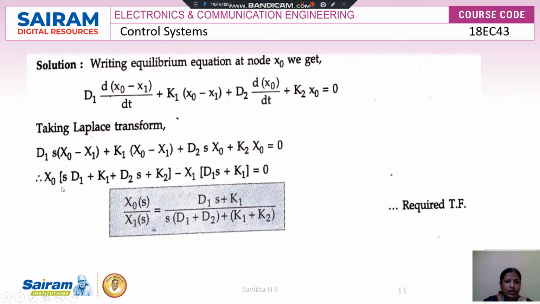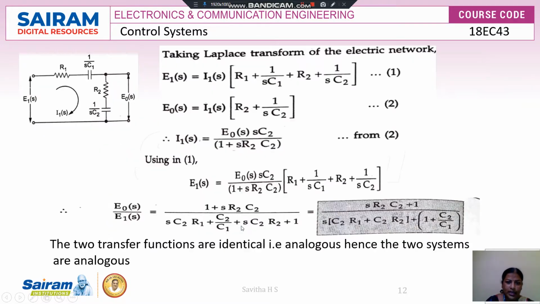So if I take the x0 term as common, it is (s d1 plus k1 plus d2 s plus k2), and minus, if I take the x1 term as common, it is (d1 s plus k1), equals 0. Now x0 of s by x1 of s will be d1 s plus k1 divided by s (d1 plus d2) plus k1 plus k2.